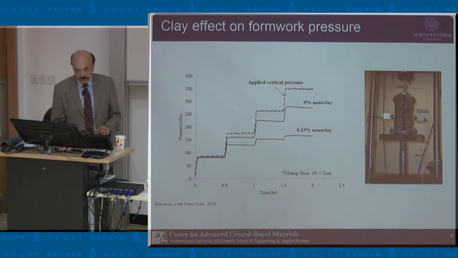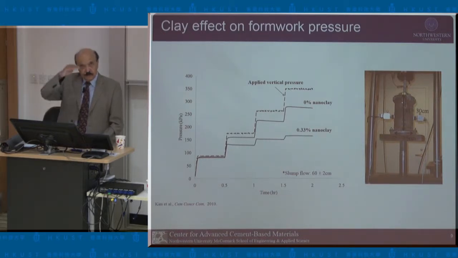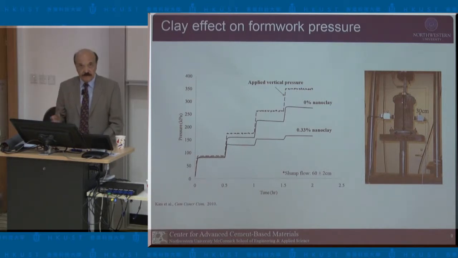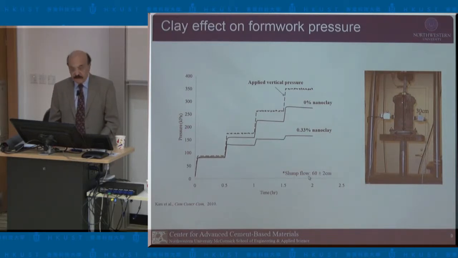If you look at the top curve, and maybe it's better to show it here, the top curve is vertical applied pressure. That's it. The structures are even at different stages of casting. Now, if the material was water, then vertical and horizontal pressure would be the same. Static. But this is an SCC, with a slump flow of about 60, and you can see that they are not the same.